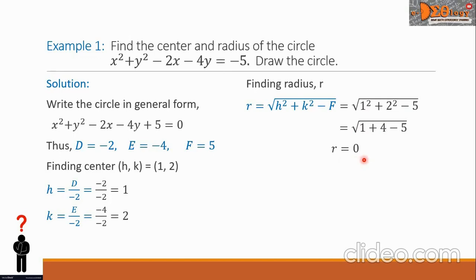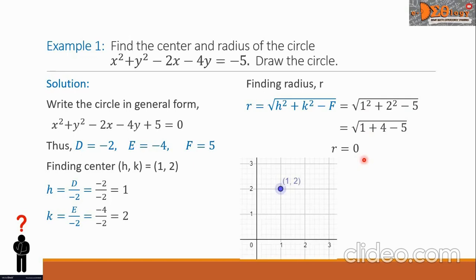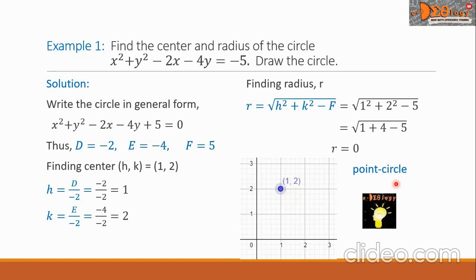When we draw the circle using GeoGebra, first we find the center, and that is the point (1, 2). And the radius is 0. It means to say the point itself is the circle, and we call this a point circle. This is our final answer.